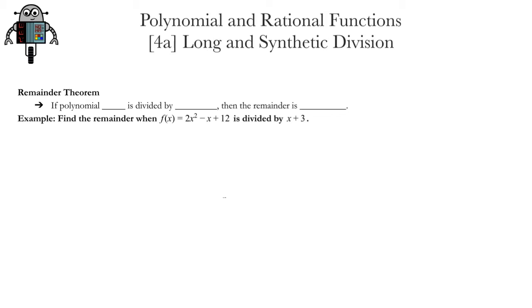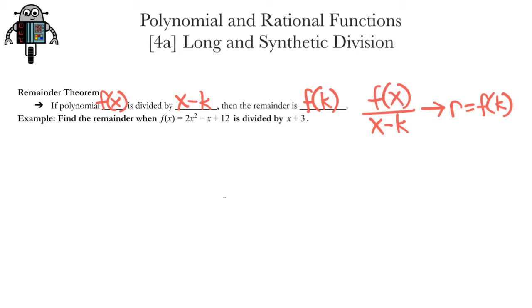It's a theorem that helps us find the remainder without actually doing long division. It goes like this. If polynomial f of x is divided by x minus k, then the remainder is f of k. Meaning, if we divide a polynomial function by a binomial in this form, x minus k, such that k is a real number, then all we have to do to find the remainder is plug in that k value into the function. So let's try it out.